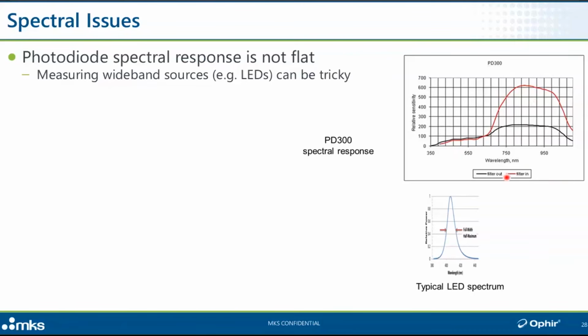There are photodiode-based sensors that are specifically designed for this. They have a filter, a coating placed on them that flattens their spectral response. We have such a detector in the Ophir family of photodiode sensors, and there are others. There are various tricks that can be used to deal with this kind of an issue, but the main thing is to be aware of the issue.